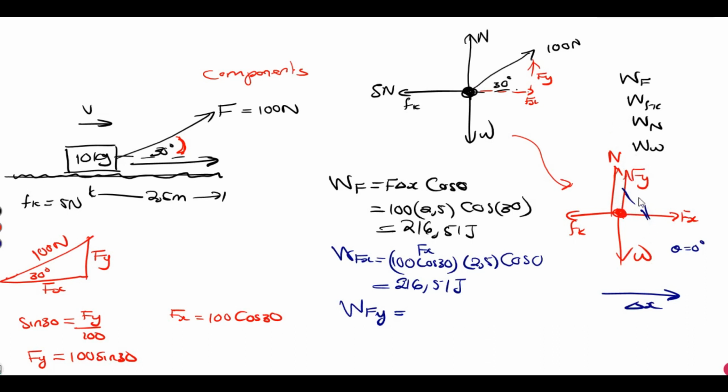So there's a 90 degrees separation between the direction of the displacement and the force itself. So we have 100 sine 30. Remember, this is Fy multiplied by the displacement, which is 2.5 cos what? It's cos 90 because now it's perpendicular to each other. But remember, cos 90 is 0. So this is 0 joules. Hence, the y component of the force is doing no work.